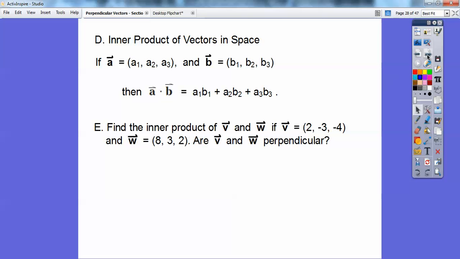So find the inner product of these 2 vectors in space, and are they perpendicular? If it equals 0, then yes, they're perpendicular. So I'm going to multiply: 8 times 2 is 16. Plus, I'm sorry, I should go this way. Negative 3 times 3 is negative 9. Plus negative 4 times 2 is negative 8. You add all those up and you get negative 1. Does that equal 0? No, so that's not perpendicular.